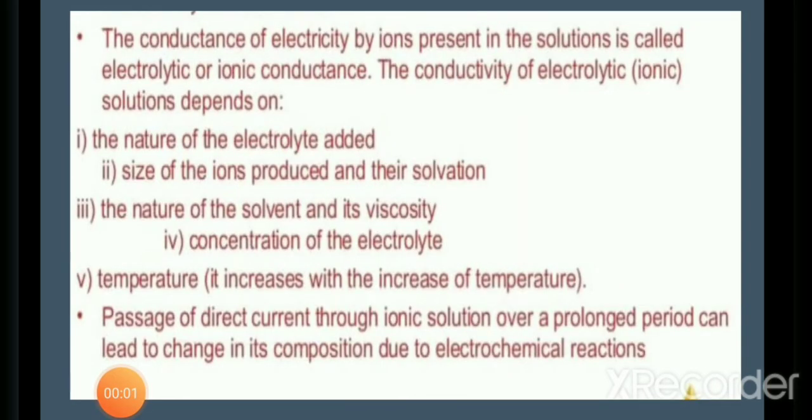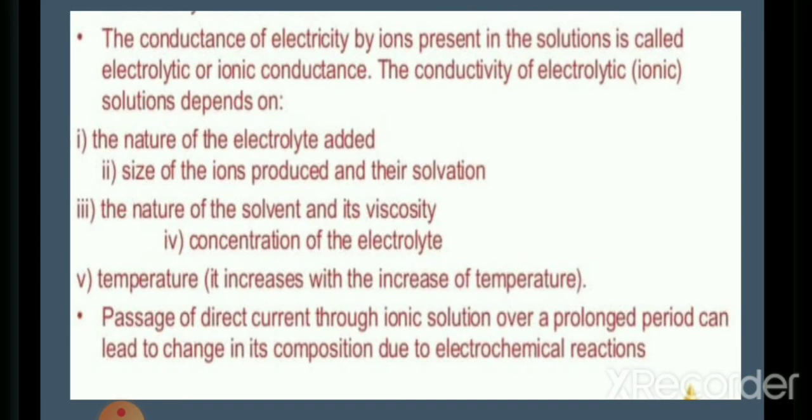What is meant by electrolytic conductance or ionic conductance? The conductance of electricity by ions present in the solutions is called electrolytic or ionic conductance. The conductivity of electrolytic solutions depends on various factors: the nature of the electrolyte added, size of the ions produced, their solvation, nature of the solvent, its viscosity, concentration of the electrolyte and temperature. The ionic conductance actually increases with increase of temperature.